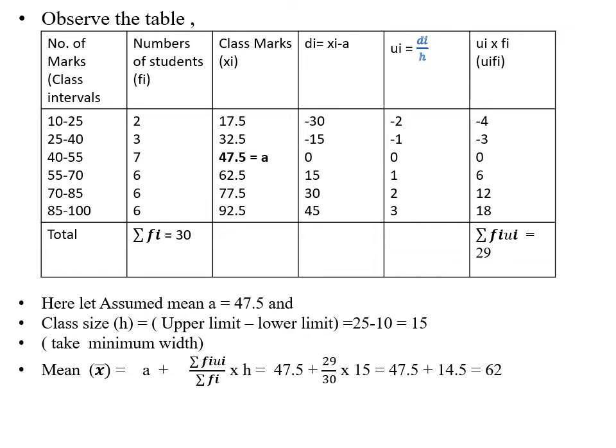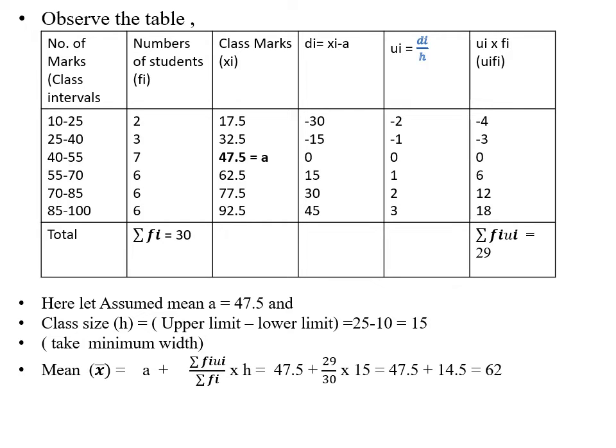So once again I will repeat here. We have taken the assumed mean A as 47.5 and the class size h equals upper limit minus lower limit, equals 25 minus 10, that equals 15. We have to take the minimum width. Now the formula for calculating the mean by the step deviation method is x bar equals A plus summation fi ui upon summation fi, into h, equals 47.5 plus 29 upon 30 into 15. We are substituting the values and then we calculate the answer.